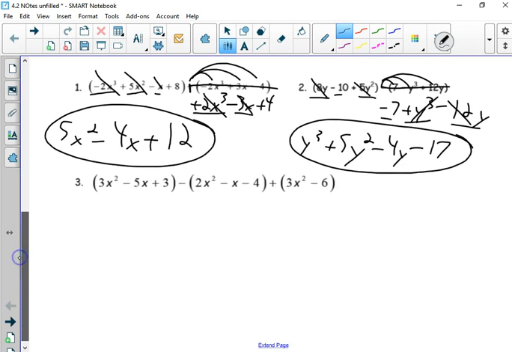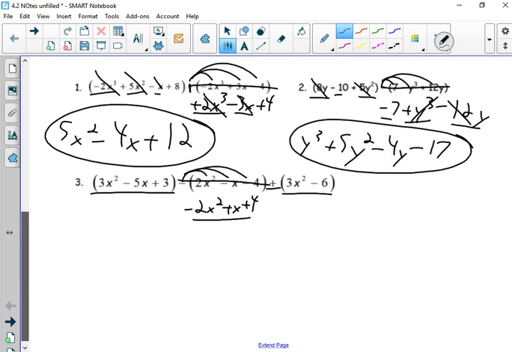Now, this one, be careful. This negative is only here. We have a plus here, so it's not a big deal. So I'm going to drop down, make 2x squared minus 2x squared, make the negative x positive x, and make the negative 4 positive 4. I'm going to cross this out now. And now it's basically this plus this again.